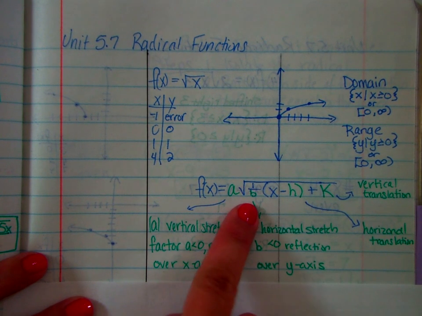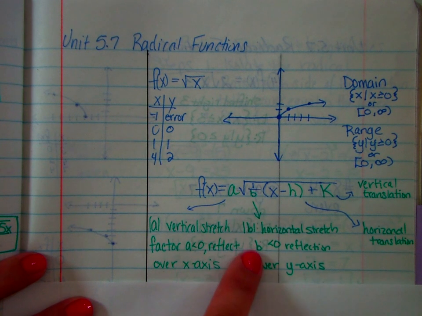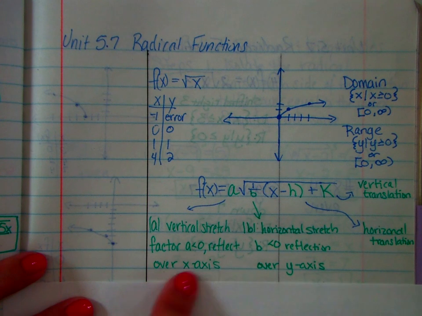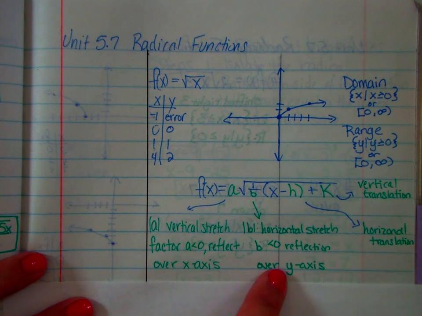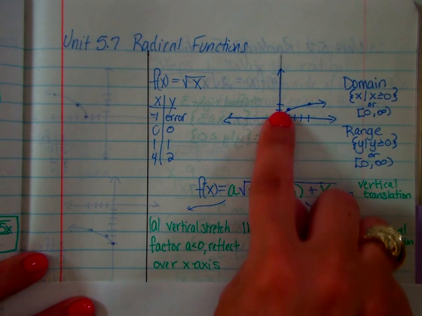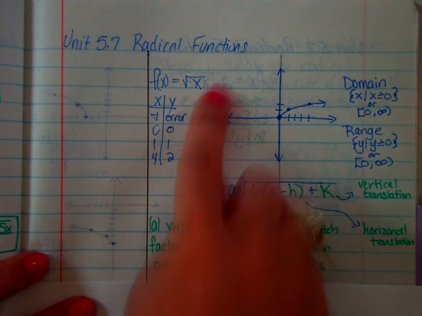We now have this 1 over b in our radical function. So the absolute value of b is a horizontal stretch, and when b is less than 0, it's reflected over the y-axis. A reflects over the x-axis if it's negative. B, if it's negative, reflects over the y-axis. So instead of going this way, it would go this way.